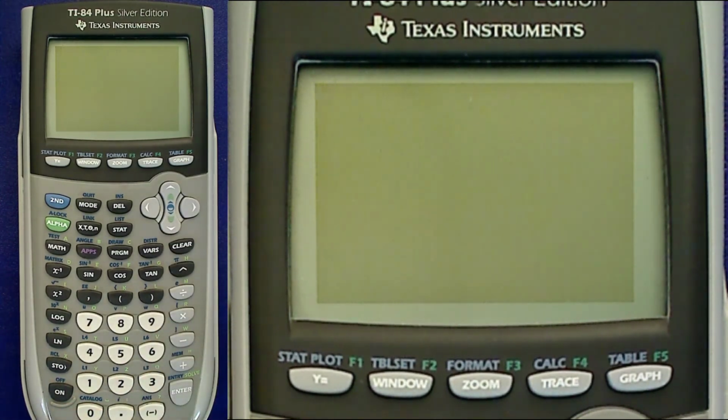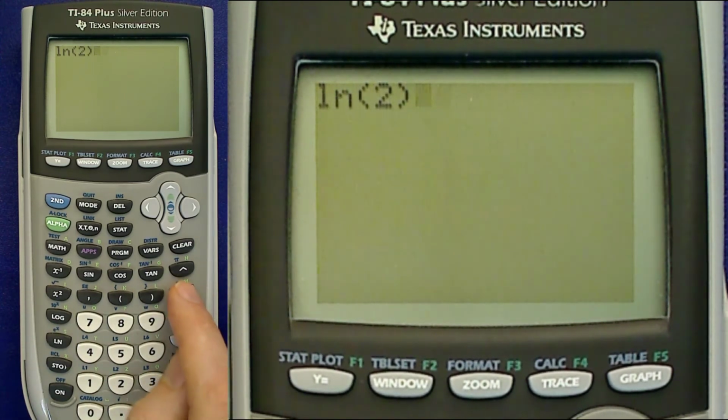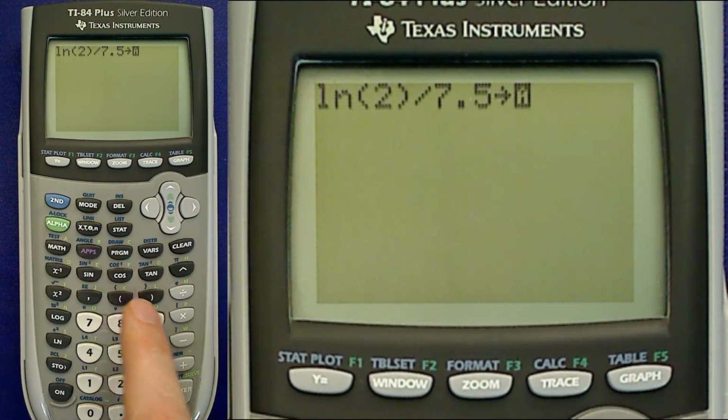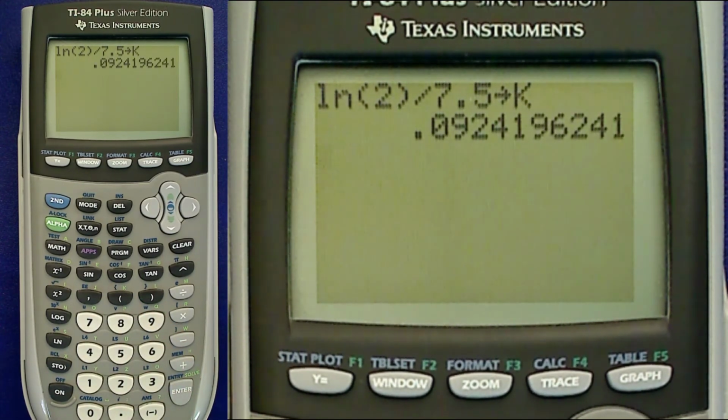Let's clear out that problem. The half-life is 7.5 hours. I'm going to do this left to right. So ln of 2 divided by 7.5. I'll hit the store button and then the alphabet button and that button to get the K. So there's the decay rate constant, 0.09242.